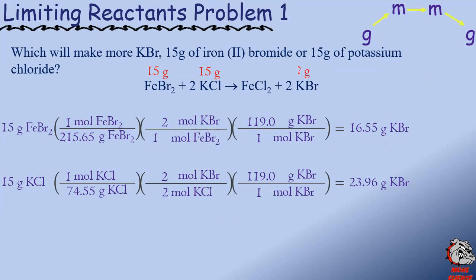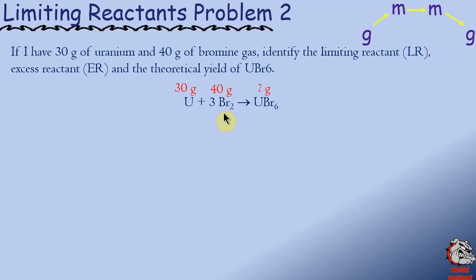But you still have to convert that to grams because it says which will make more. This time it's going to be uranium and bromine. We have 30 grams of uranium, 40 grams of bromine, and we want to know the limiting reactant, the excess reactant, and the theoretical yield. Well, the theoretical yield is going to be whatever the limiting reactant gives us.